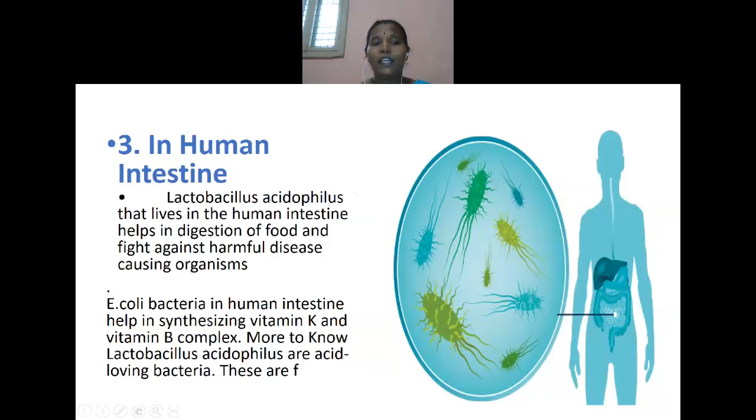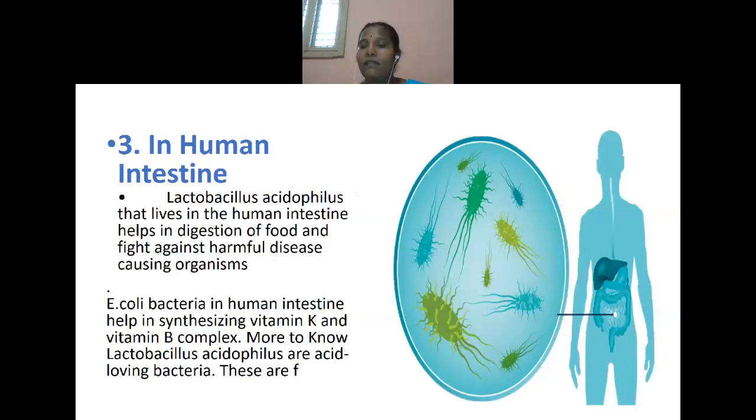Second one is the E. coli bacteria. This bacteria is used for the synthesis of vitamin K and B complex. And some other bacteria are called acid loving bacteria. Some of these bacteria are also present.